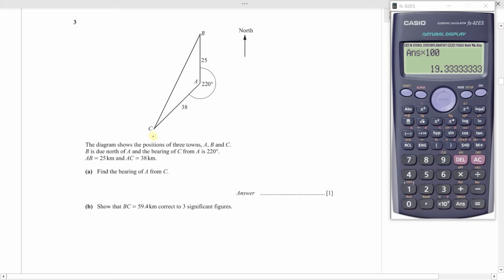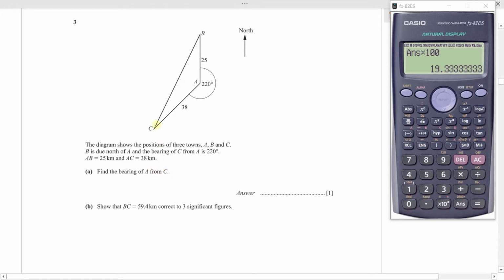Question number 3: the diagram shows the positions of three towns A, B, and C. B is due north of A, and the bearing of C from A is 220 degrees. This length is 25 kilometers. This is 38 kilometers. The first part is to find the bearing of A from C.